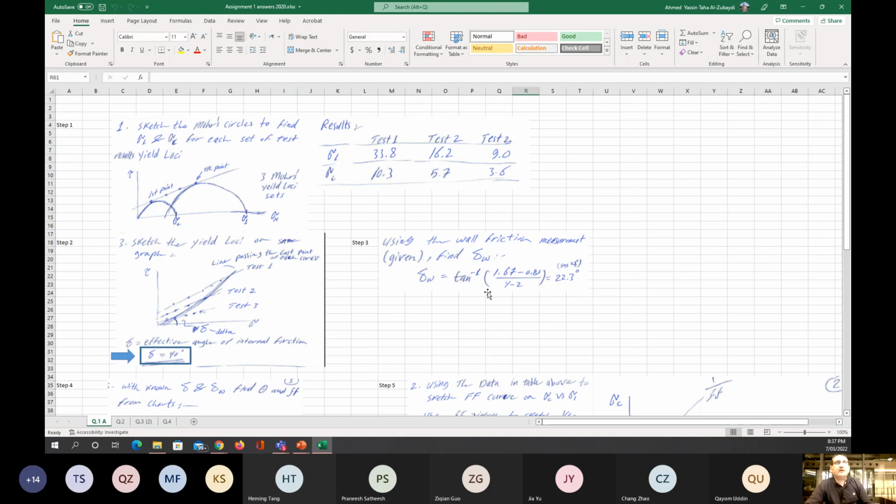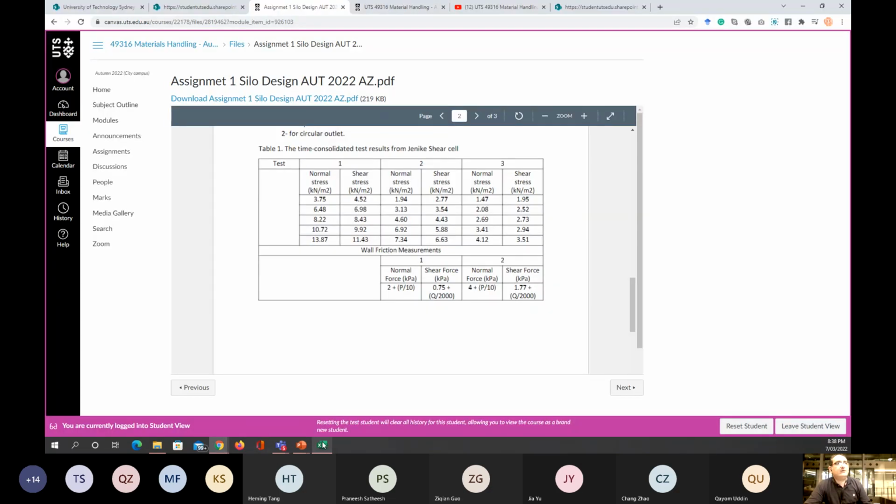Step number 3, we're going to use the data we have for the wall friction measurements, and we can find the delta W, which is going to be tangent inverse of the delta Y over the delta X. So you can see actually here the values were 4 and 2, but for you I made some changes just to make some more challenges. So I made these changes.